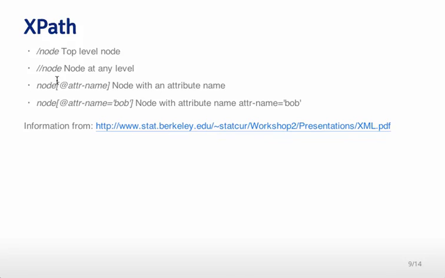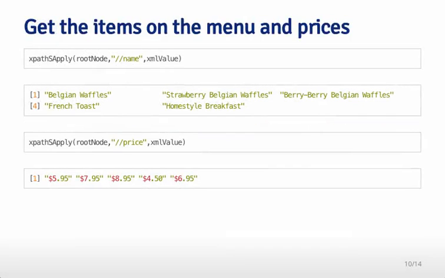The first thing you're going to look at is the top level node of each element, which you get with /node. The node at any level is //node. Then you can extract specific nodes with specific attributes, and we'll talk about how to do that over the next couple of slides. The first thing you're going to want to do is get the items on the menu and their prices. To do that, we're again going to use this XPath sapply, but now we're going to be a little more targeted about which data we're going to be extracting.